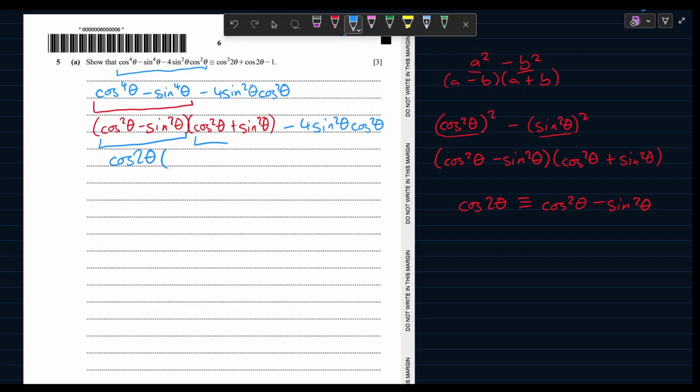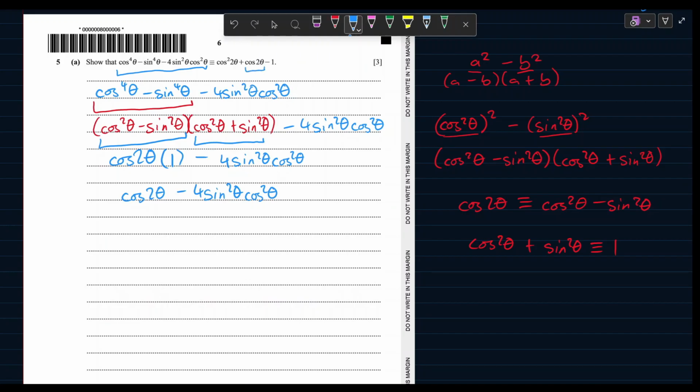And then this part here, cos squared theta plus sine squared theta, is identical to 1. So we're just multiplying by 1 there, and we've got minus 4 sine squared theta cos squared theta. So this is cos 2 theta minus 4 sine squared theta cos squared theta. So we've got the cos 2 theta part.